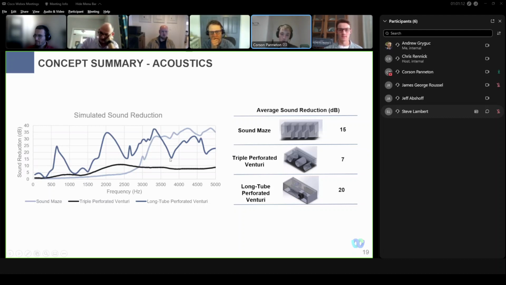The reason we had such a flat response on the triple perforated venturi had to do with the diameter and overall amount of airflow that was capable of passing through this one. The venturi tubes do play an important role within the device, and we validated this later through physical testing, removing components and testing our acoustic performance. It showed that this was a vital contributor to sound reduction.